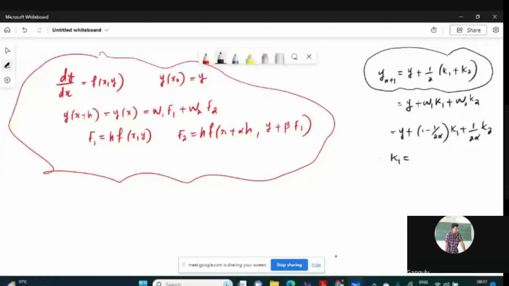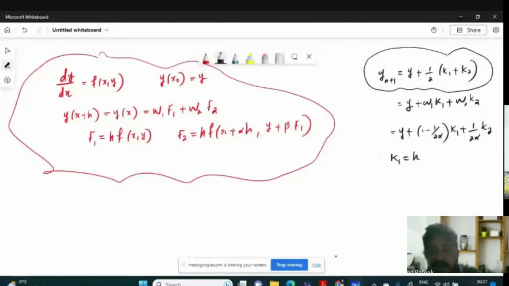Sir, in the second line you are writing the formula that y n plus 1 is equal to y plus w1 k1 plus w2 k2. I think the second part, that is w1 k1 plus w2 k2, should be divided by w1 plus w2.